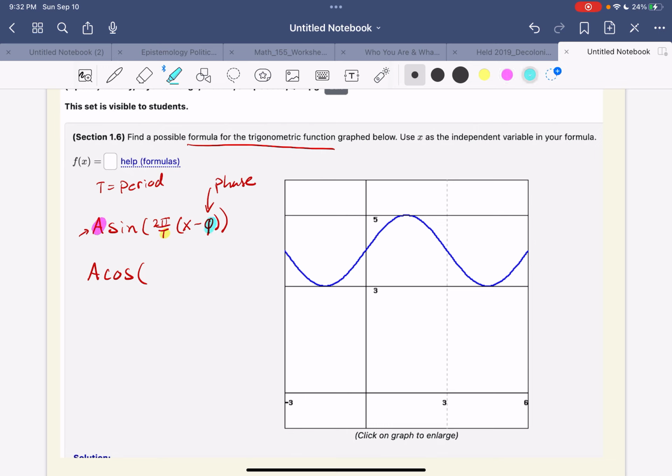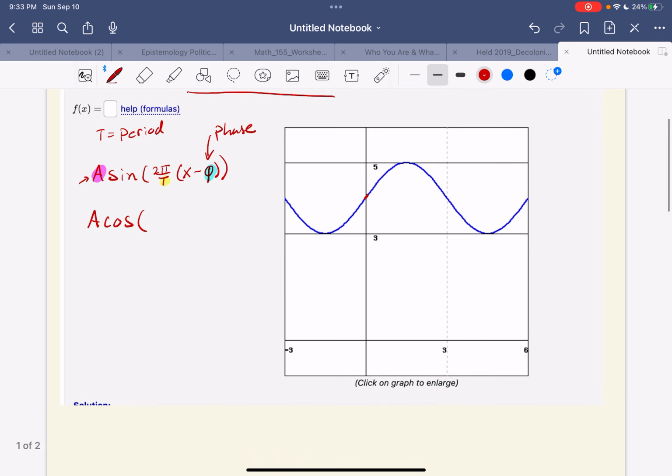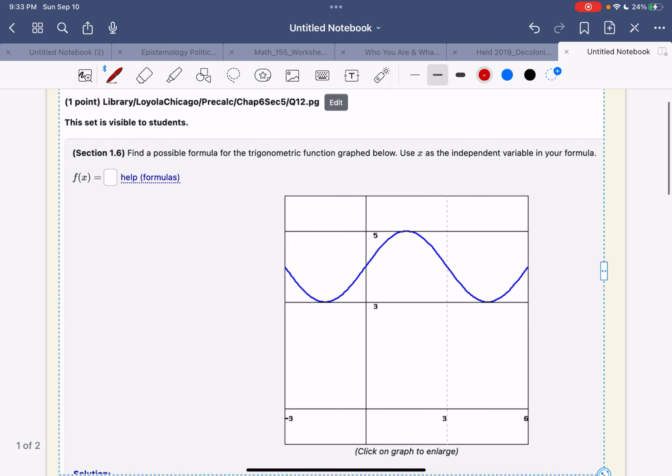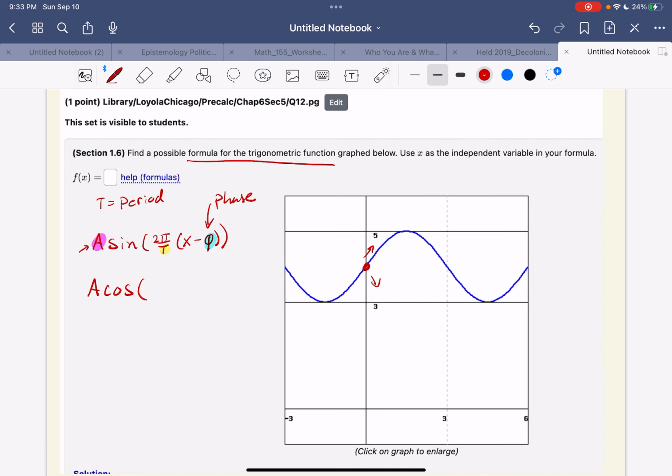Okay. So now, how do I know it's sine versus cosine? So sine begins at a midpoint, and then it'll either go up or down. Whereas cosine, so, whatever.